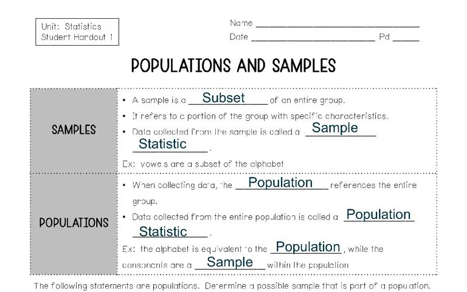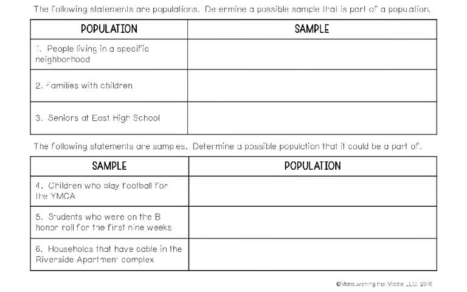The big idea here is that populations are the big group. Samples are parts of it. And we use sample statistics to make inferences about entire populations, especially when it's not realistic, practical, or possible to survey the entire population and get a population statistic. So let's look at some of these examples below.